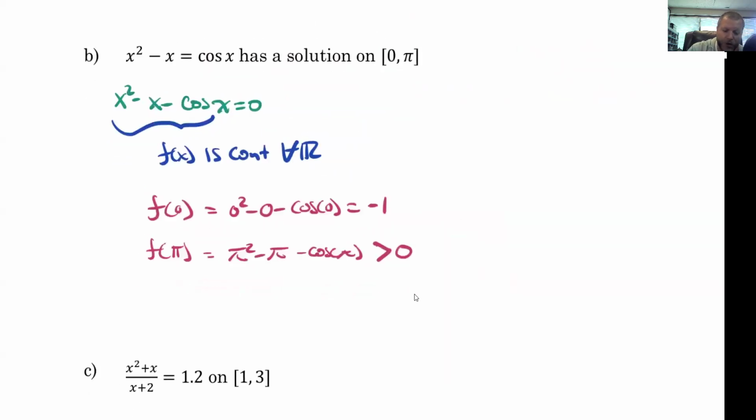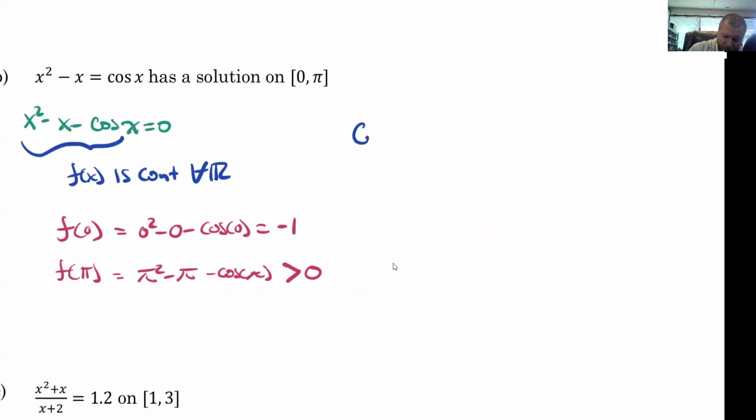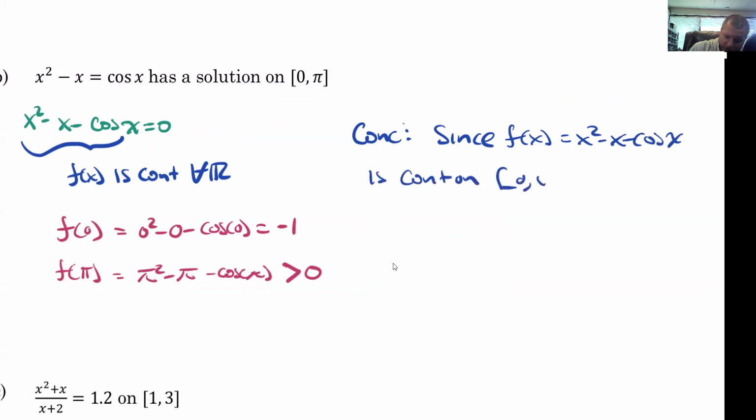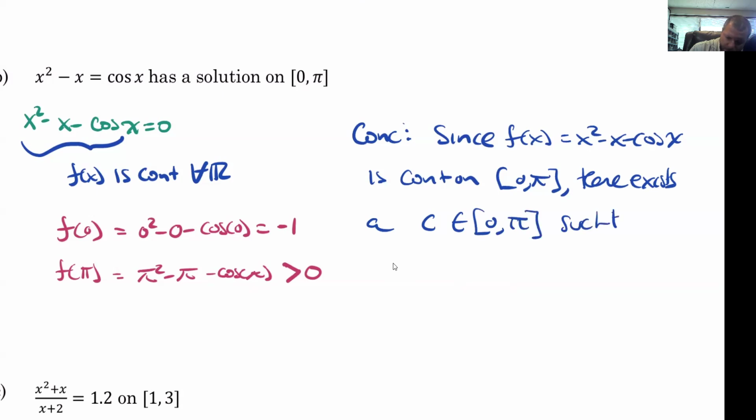Bring your heart joy. So then, since we know that one endpoint has a negative y value and one has a positive y value, we would say, as our conclusion, since f of x equals x squared minus x minus cosine of x is continuous on 0 to pi, there exists a value c in this interval, 0 to pi, such that f of c is equal to 0.